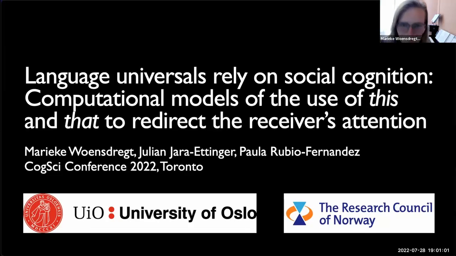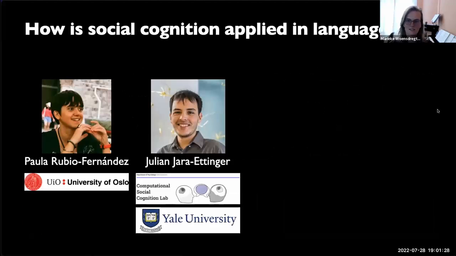So this talk will be broadly speaking about the relationship between language use and social cognition. And we focused on demonstrative systems, which are words like this versus that, as a case study for this question. And the general approach we used is a combination of experimental work and computational modeling in order to investigate how these demonstratives are used flexibly to establish joint attention. All of the work I'm presenting here is joint work with Paula Rubio-Fernandez and Julián Jara-Ettinger.